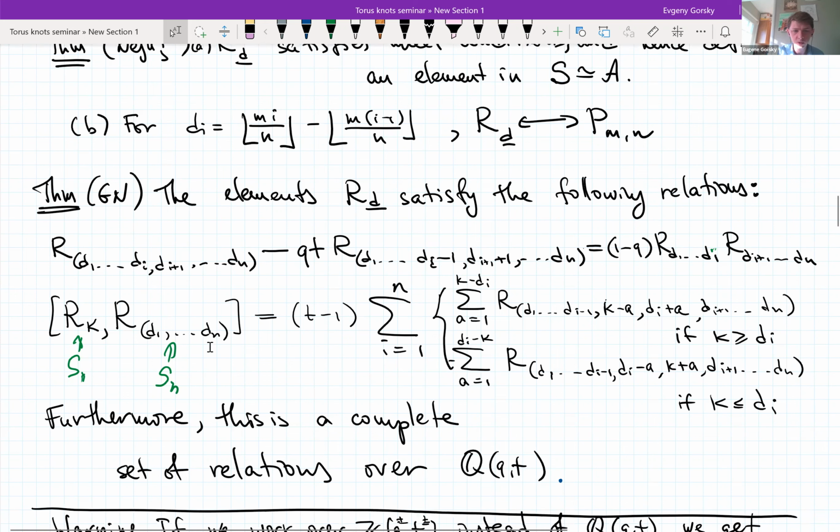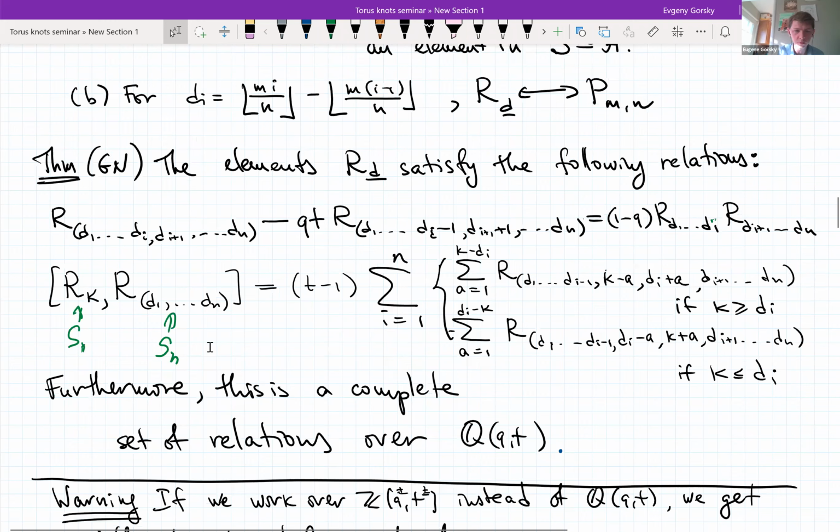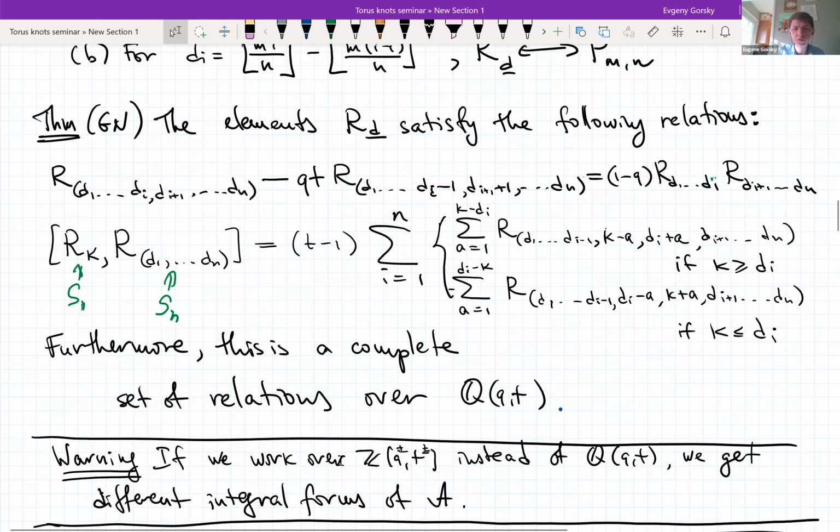Okay, and then maybe the last remark about this part. Yeah, so if we work over integral polynomials in q and t rather than rational functions, that's actually not true. It's not true that the algebra is generated in degree 1, and you probably need more generators and more relations if you want some kind of integral form.